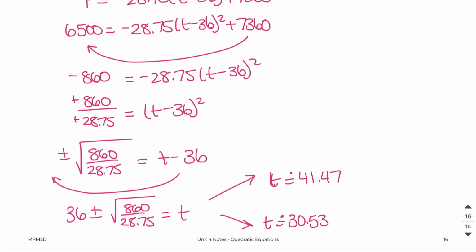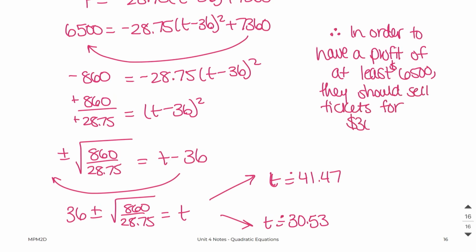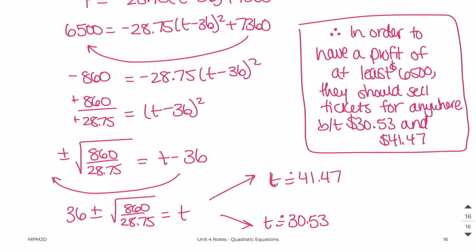So here we can say, therefore, in order to have a profit of at least 6,500, they should sell tickets for anywhere between $30.53 and $41.47.